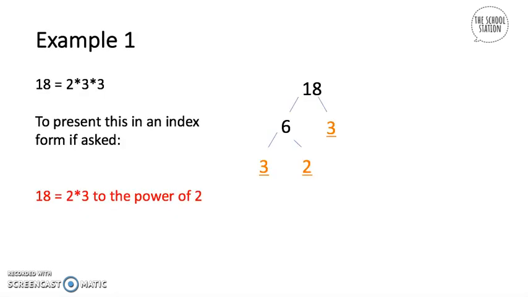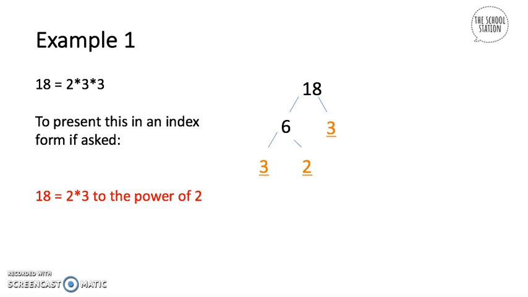Over here we have the first example, and as I said, we have 18 and we have split it into 6 and 3 because 6 times 3 is 18, and then we further split 6 into 3 and 2. It would be advised that while you're doing this you either circle the prime numbers or underline them like I've done, because I have put the prime numbers in orange and underlined them so that I know which ones are the prime numbers. Then all you have to do is put 18 equals 2 times 3 times 3.